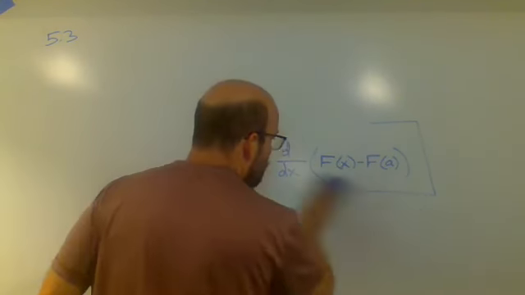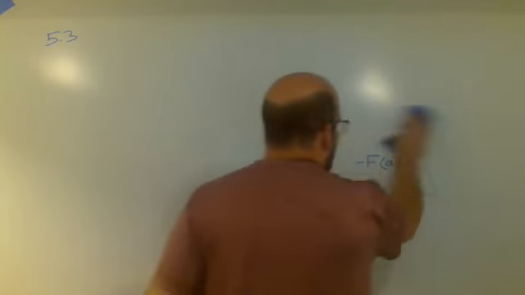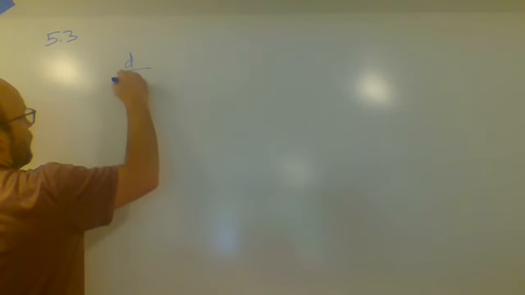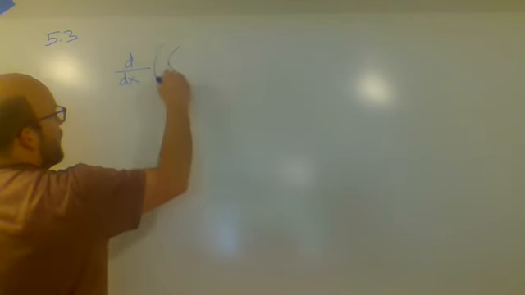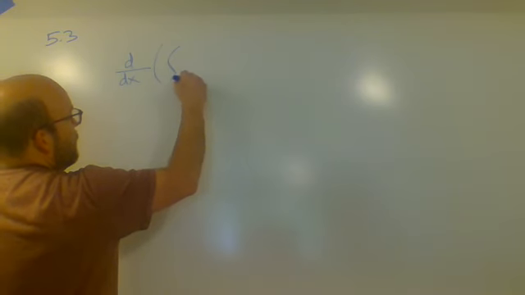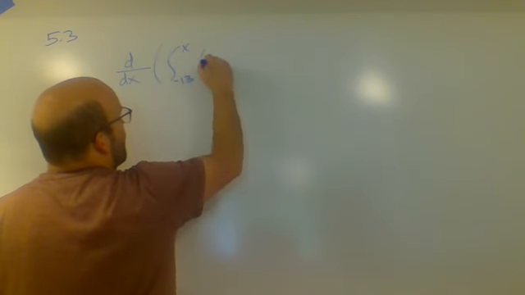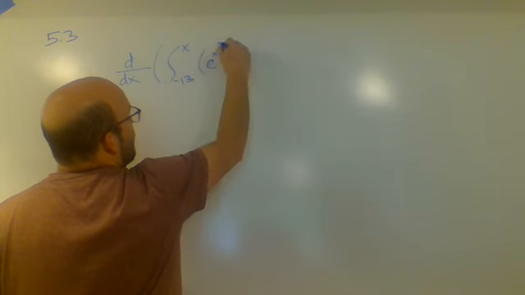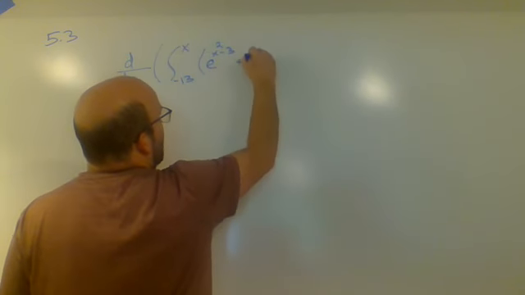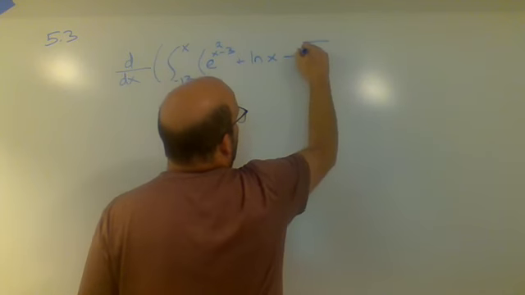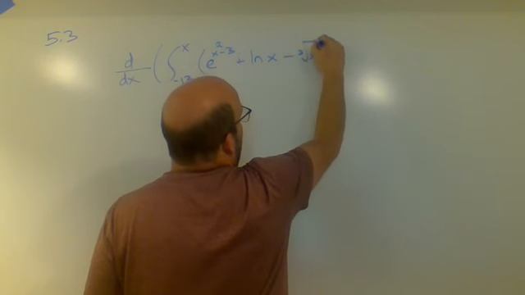Okay, so we'll do one relatively straightforward example and then one that's a tiny bit trickier. But let's say that you're asked to find the derivative with respect to x of the integral from -13 to x of e to the x squared minus 3 plus the natural log of x minus, I'm just being ridiculous here, the cube root of x to the 4th plus 1.